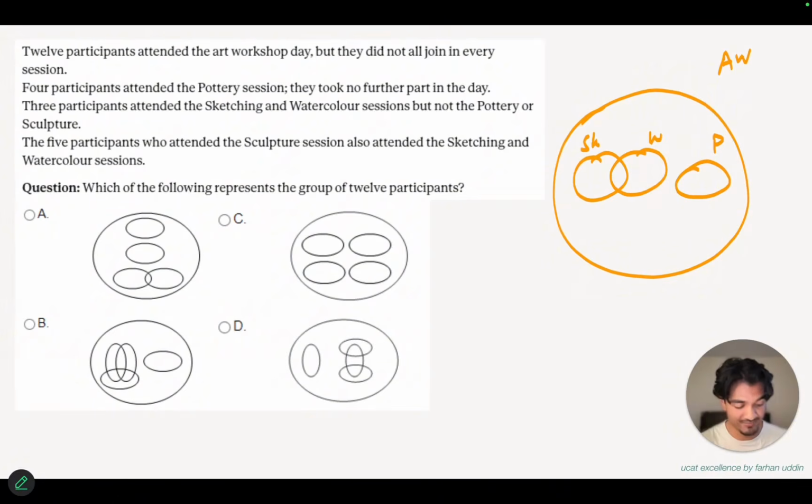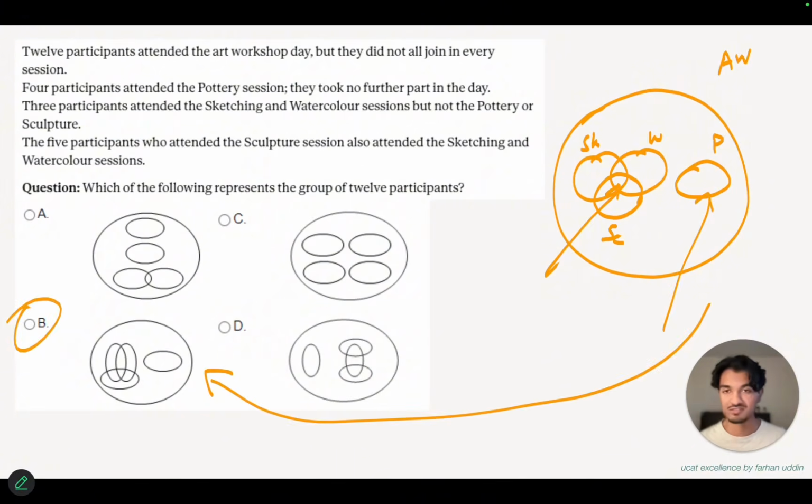So I'm going to put SK for sketching because I know I'm going to use SC for sculpture later. The 5 participants who attended sculpture also attended sketching and watercolor. So I know there's an intersection between sketching, watercolor, and sculpture. And the only way I can do that is if there's a 3-way Venn diagram here. So, which of the following represents the group of 12 participants? Is there an option here which represents that? And we can see the only one with a 3-way intersection here, pottery on its own, looks like option B in this case. So, B is our answer.